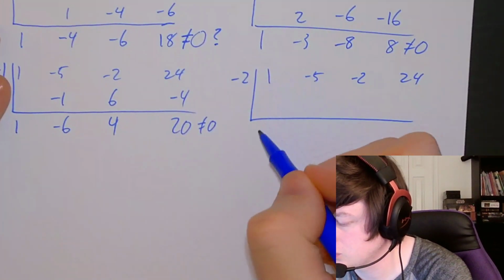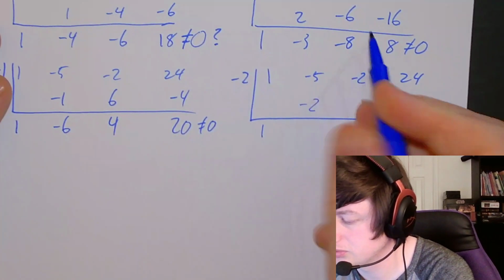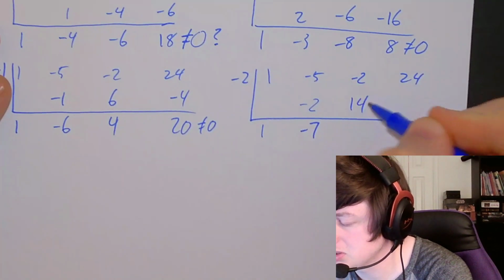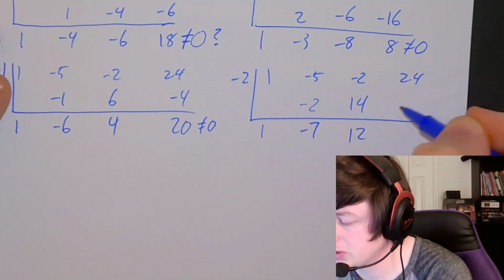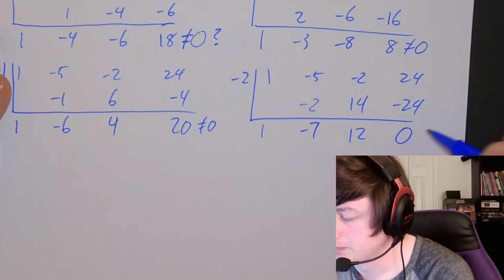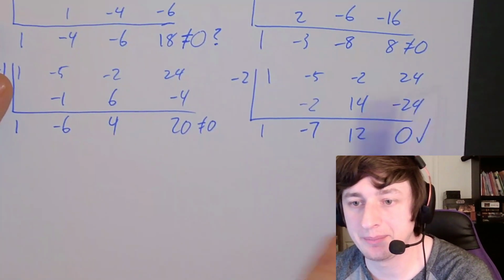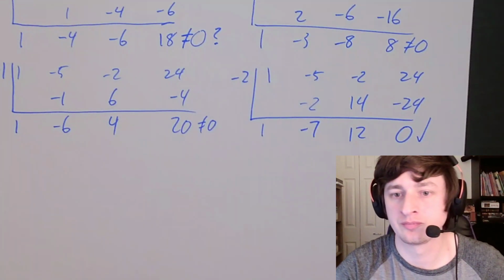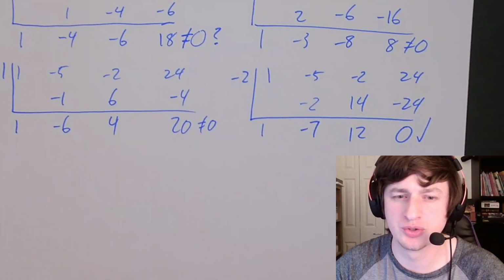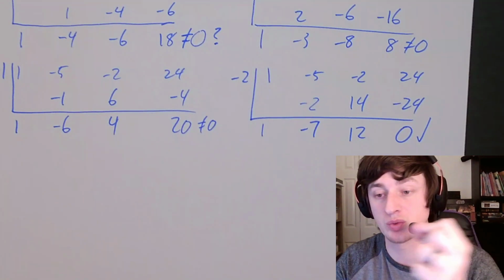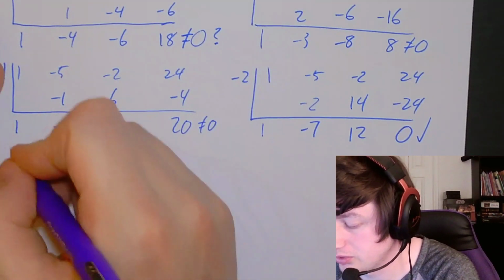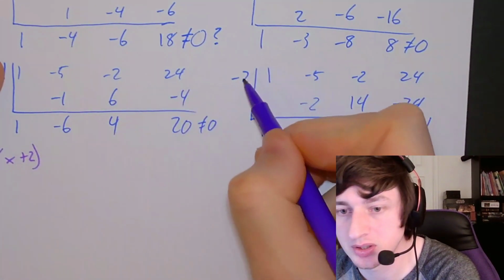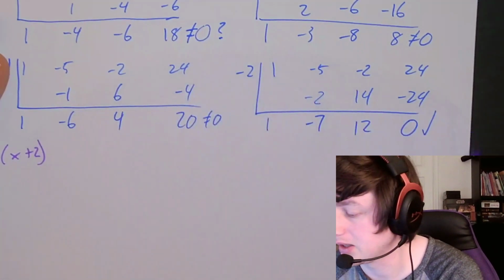Same thing, add down 1, multiply here, we get negative 2, this makes it negative 7, multiply, we get 14, that makes it 12, multiply, we get negative 24, and we do get 0. So that means that negative 2 is one of the factors, and when we factor out negative 2, we're really saying, okay, negative 2 is what x equals, and so the binomial that comes out is x plus 2. It's the opposite, because if I put in negative 2 into here, I get 0 at the end.